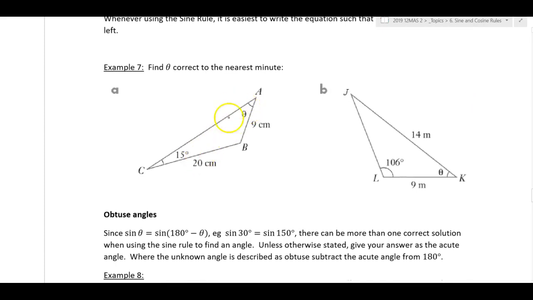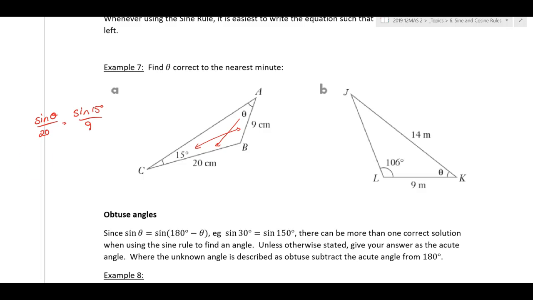Here I have my unknown. I've got the side opposite that unknown, that's good. And I've got an angle here, and I know the opposite side there too. So this is fairly straightforward. We start by saying that sine theta over 20 is sine 15 over 9. Previously we had put the side over the sine of the angle, right? We said a over sine A equals b over sine B. But it's equally true to say that sine A over a is sine B over b. It just works out a bit neater if our unknown is in the top left.